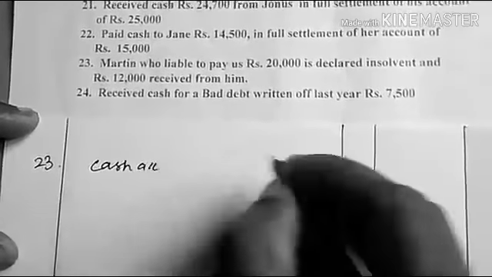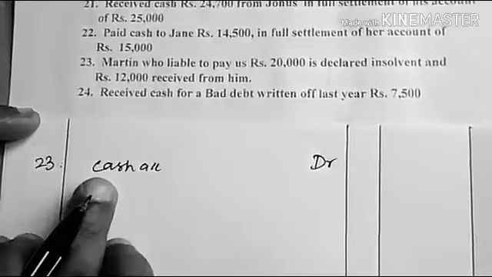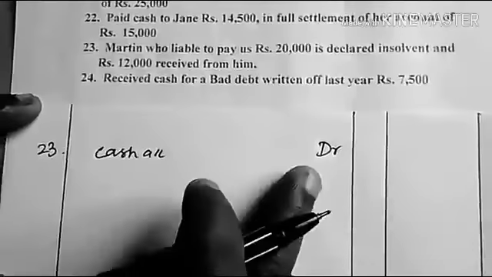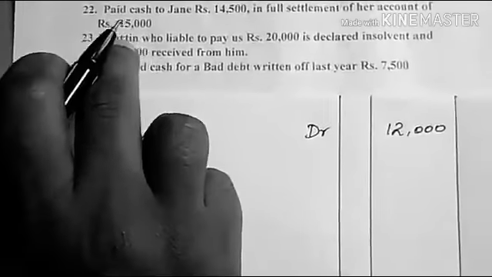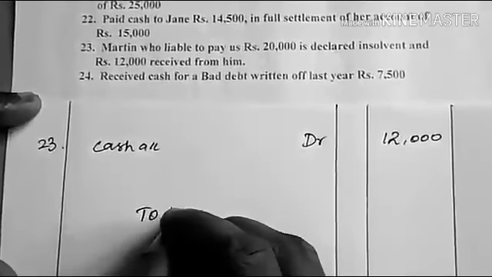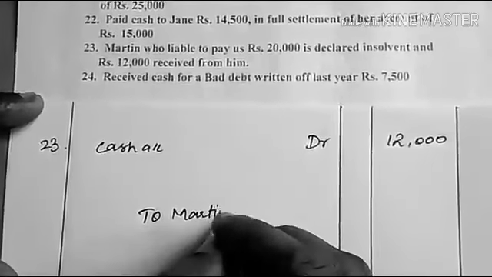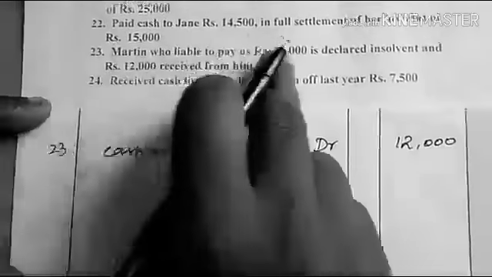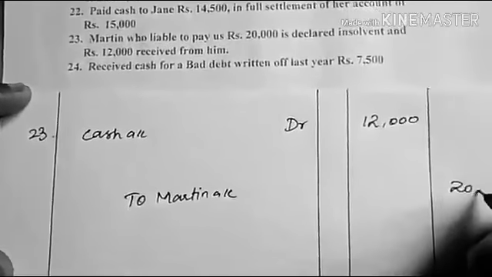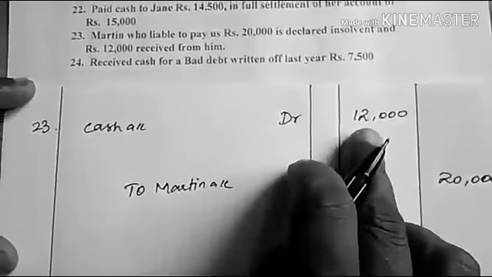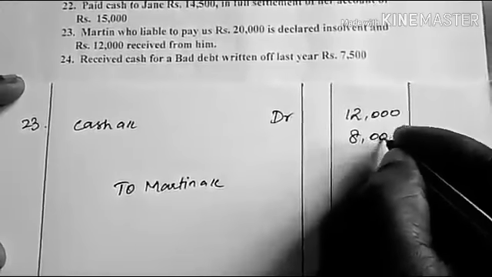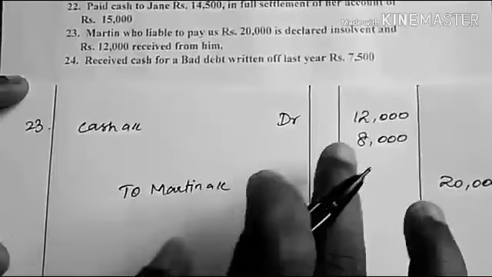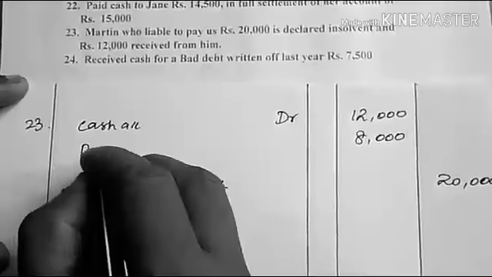cash account debit, because you have received cash. The real account rule is debit what comes in. Cash comes in. How much? 12,000 you have received. From whom? From Martin. So to Martin account. How much amount were you supposed to receive? 20,000 rupees. But you have received only 12,000 rupees. What is the difference between these two? 8,000. So 8,000 is not a discount, but it is bad debts.